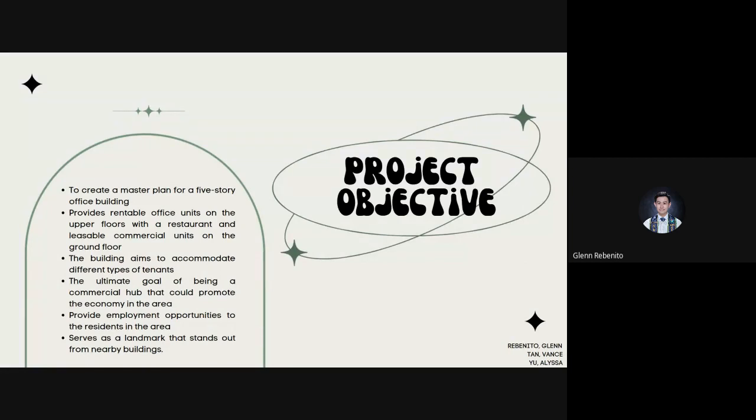Basically, we want to create a master plan for a five-story office building that provides different rentable units on the upper floors and a ground floor that houses a restaurant and commercial units as well. We want it to accommodate diversified clients, like different tenants such as contact centers, BPOs, or software companies. It should eventually be a commercial hub of that area, while providing job opportunities to the local tenants. It should also serve as a landmark to nearby buildings.